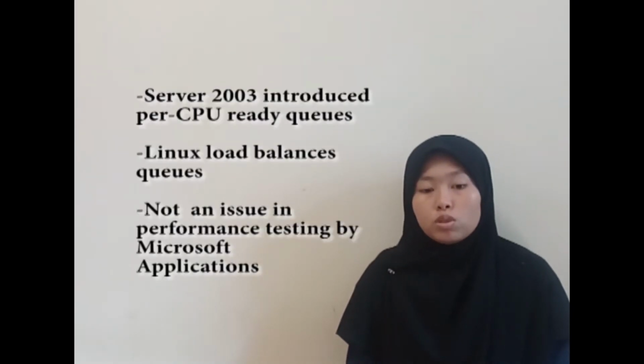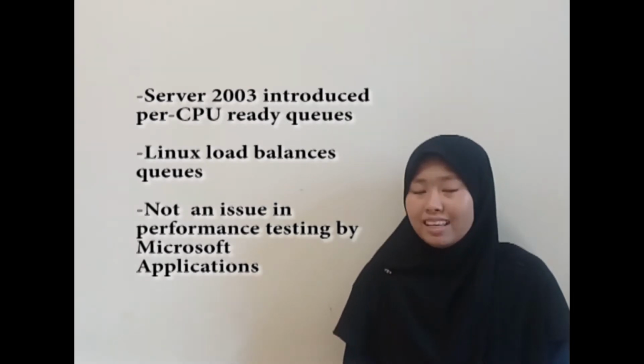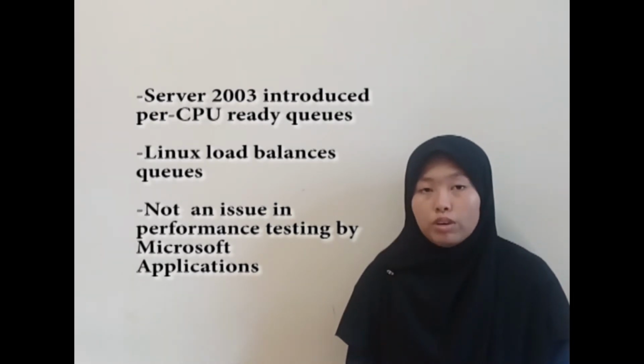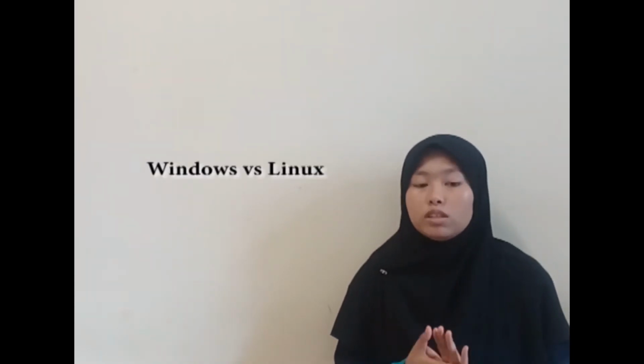While Windows NT has always had a scheduler based on pre-sorted thread priority queues, Server 2003 introduced per CPU ready queues. Linux load balances queues, Windows does not. Not seen as an issue in performance testing by Microsoft. Applications where it might be an issue are expected to use affinity. Okay, next I will show you the comparison between Windows and Linux.